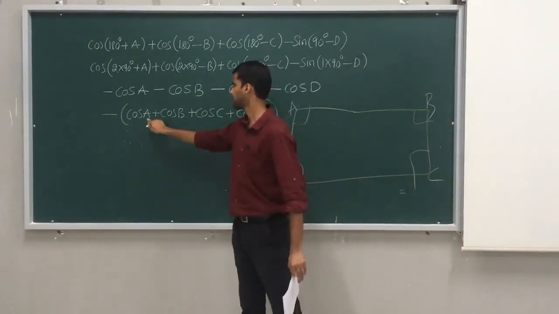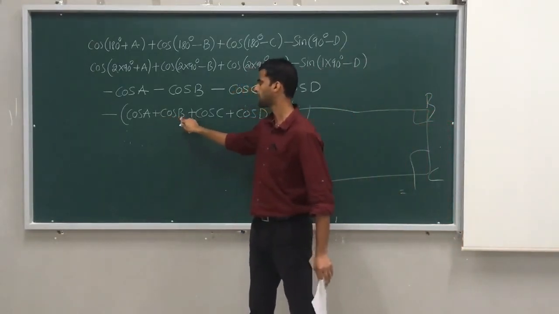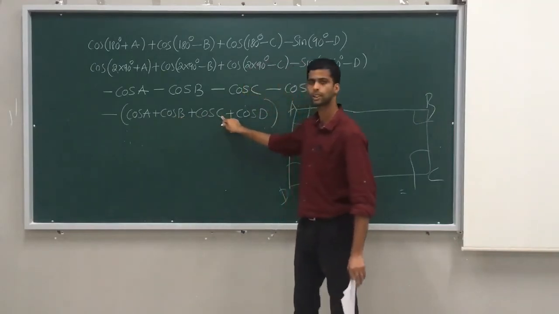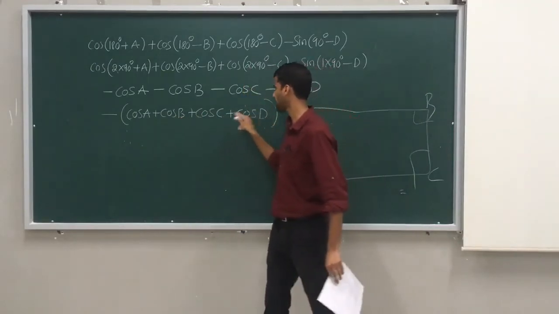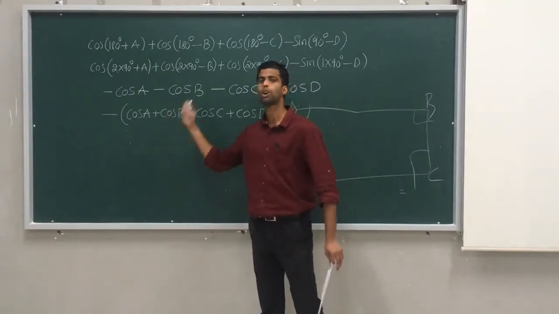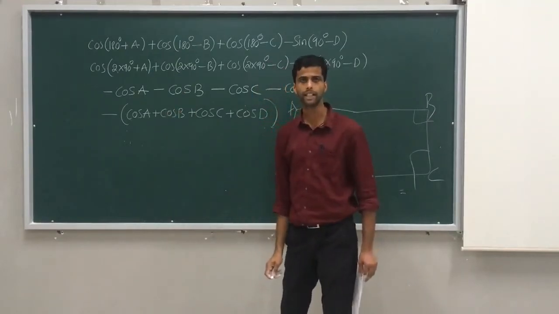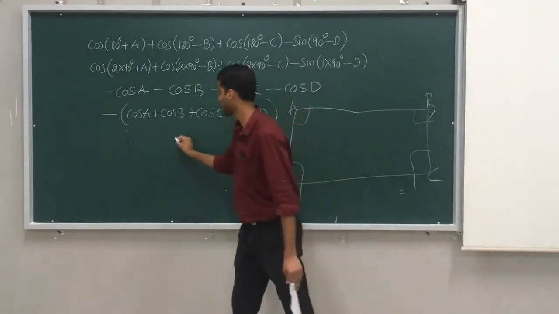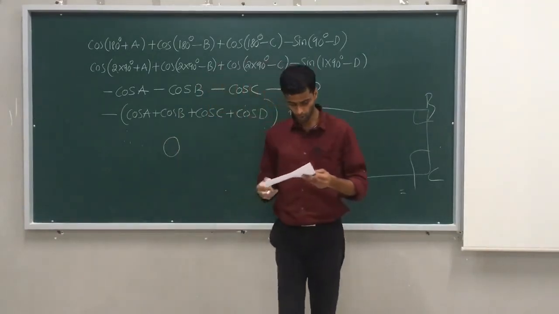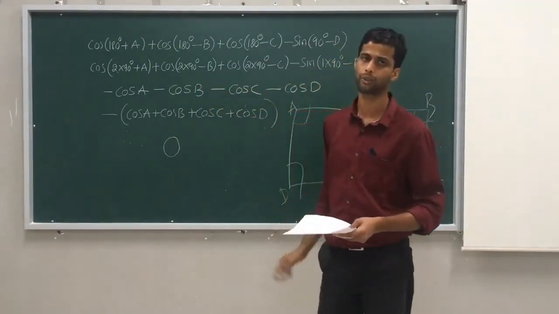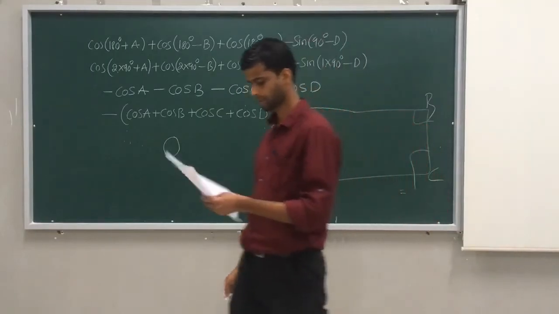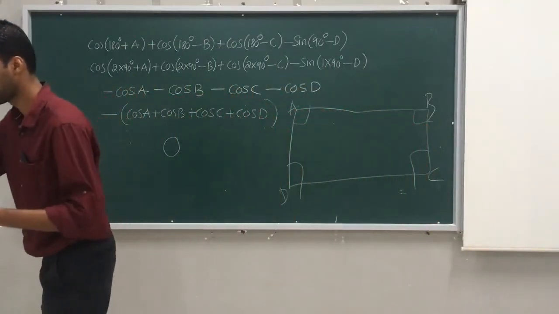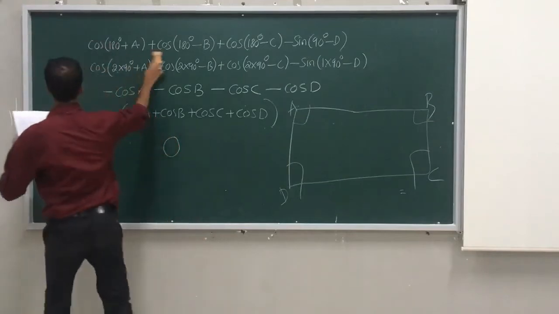Therefore, cos 90 is 0, because B is also 90, C is also 90, D is also 90. All ABCD angles are 90 degrees only. Cos of pi by 2, or cos of 90 degrees, is 0. So 0, 0, 0, 0. So what is the total answer? 0. So option C is the right answer for this particular question. Okay, let's move on to the next question.